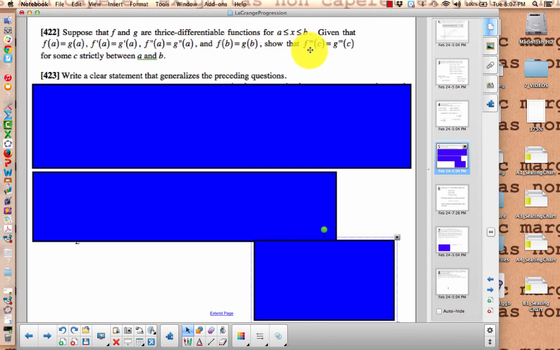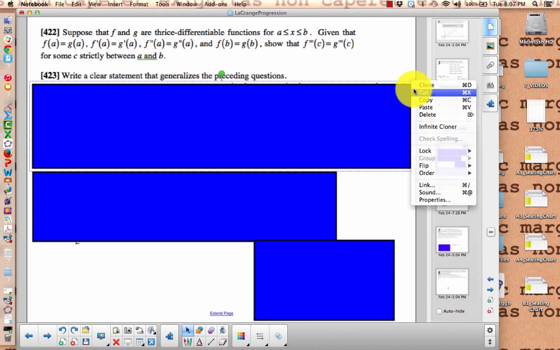We're supposed to show that the third derivatives of f and g are the same somewhere between a and b. And then we're going to write a general statement of what we've been doing in the last few problems, so we don't have to keep proving this over and over again. Okay, so how are we going to prove this fact, that the third derivative of f equals the third derivative of g? Same process as we've been going through.